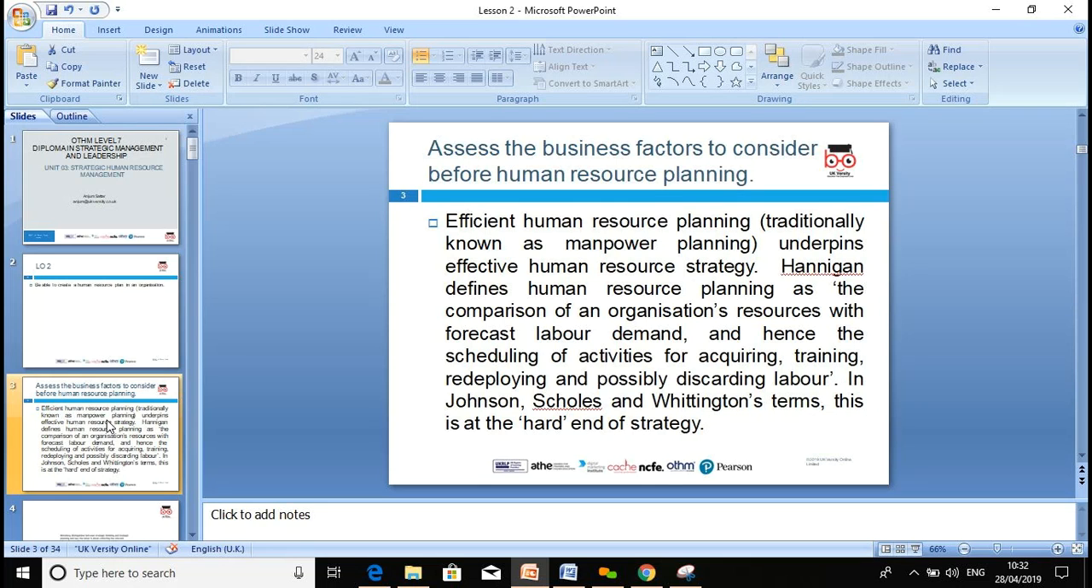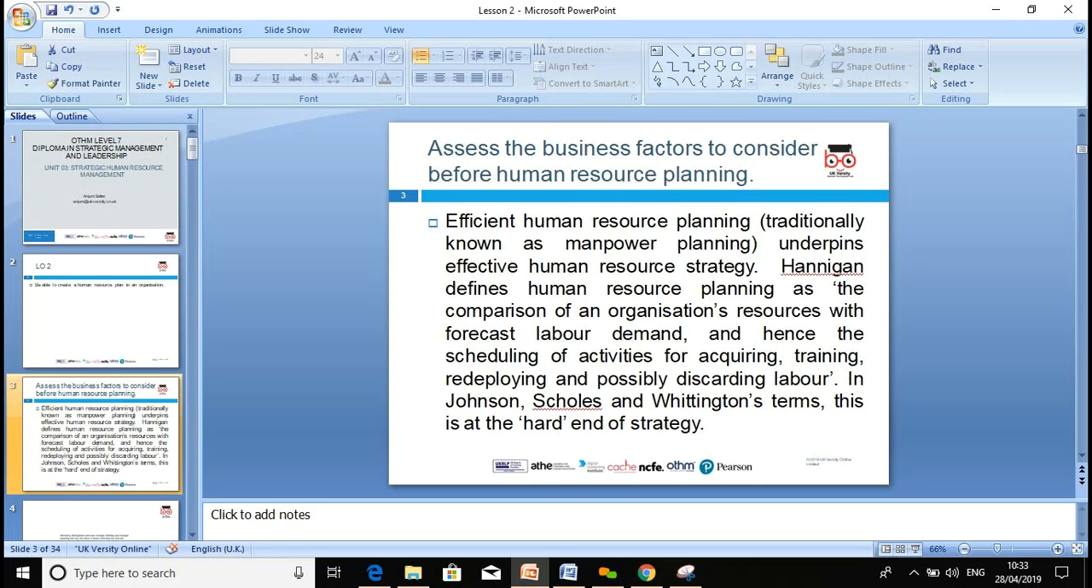We're not going to compromise on quality. If we compromise on the HR policies, we're not recruiting the right person for the right job at the right place at the right time, so we contradict our objectives. So we assess the business factors to consider before human resource planning.